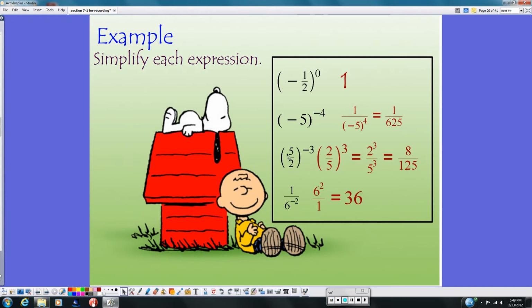In this one, the negative exponent's actually going to move the 2 to the top and the 5 to the bottom. Then it's going to be 2 to the third, 5 to the third. So that's going to actually give us 8 over 125. This one, since the negative is in the bottom already, the reciprocal would be take it to the top. So 6 to the second is equal to 36.